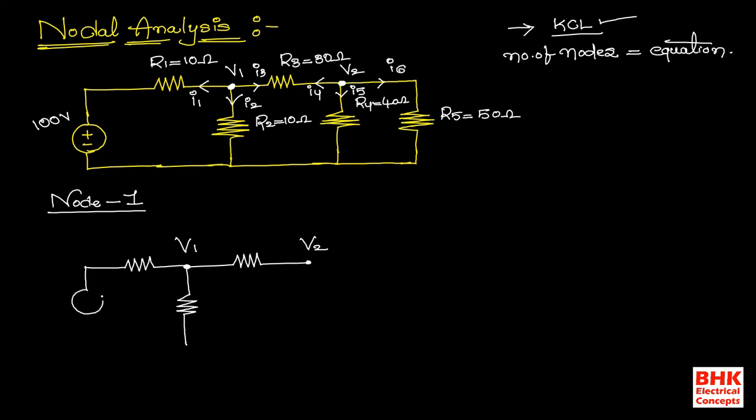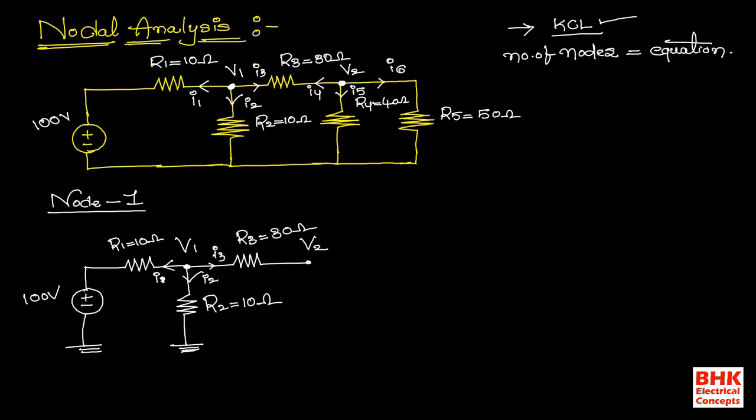Just see here, R1 is equal to 10 ohms, R2 is equal to 10 ohms, and R3 is equal to 30 ohms. The value of the applied voltage is 100 volts. Now we know that the currents outgoing from node 1 are I1, I2 and I3.